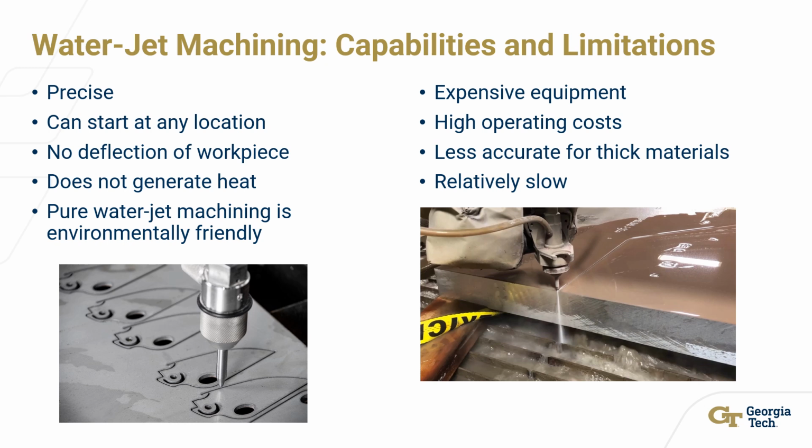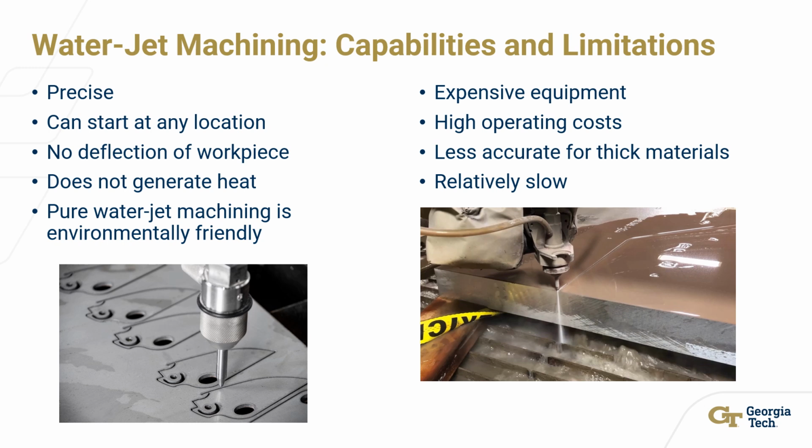Water jet machining is capable of efficient and clean cutting as compared with other cutting processes. Cuts can be started at any location without the need for pre-drilled holes. Since it causes no deflection of the workpiece, it is optimal for cutting flexible materials. Pure water jet machining is also environmentally friendly, since it only uses water, but abrasive water jet machining is less so, because the water contains abrasive particles such as silicon carbide or aluminum oxide.